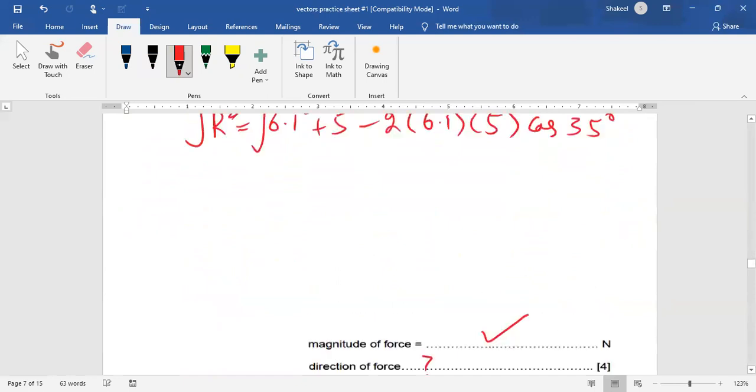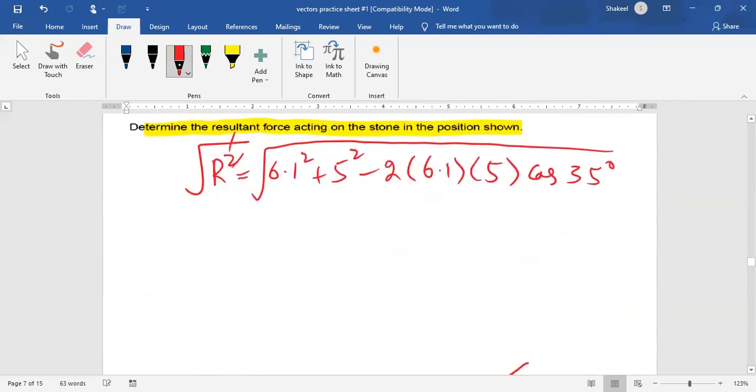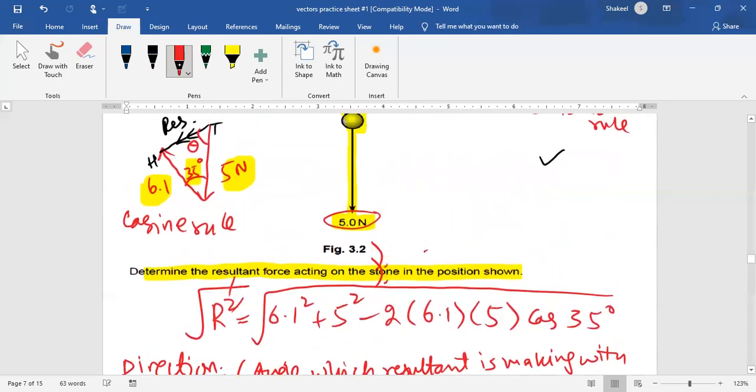About the direction, for direction, of course, you have to find the angle. The angle the resultant is making with 5 Newton. So for direction, usually it's the angle. Direction means the angle which the resultant is making with any side. Okay, so I have chosen the vertical side of 5 Newton, like this side.